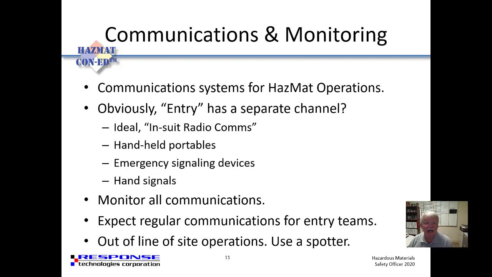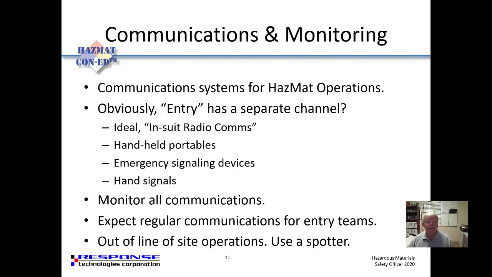We also need to have emergency signaling devices or an emergency signaling policy in place, be that an air horn blast in combination with radio transmissions, but some form of emergency signaling. And we need to make sure that our people know how to use hand signals. There are going to be times where comms failures occur, or high noise situations where communications are bad, and we may have to revert back to hand signals. We need to train our people in hand signals and make sure they're proficient, and the safety officer needs to understand those as well.